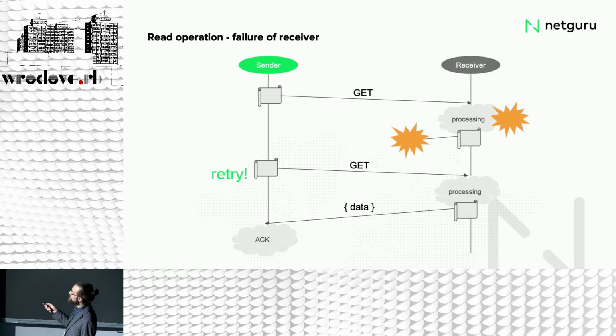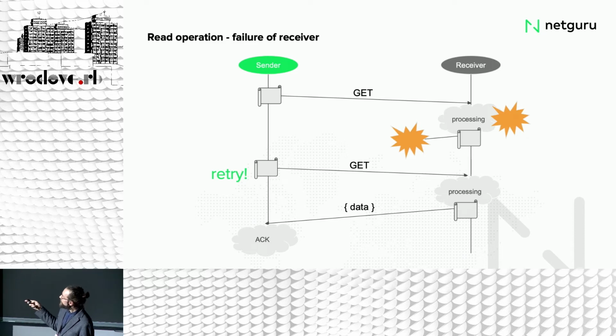If the processing happened in the meantime, it's good, nothing bad happens, because the receiver has only a read operation to perform, so nothing changed on the receiver side. So we have no complications, no side effects out of it. So that's solved. One retry and things work.